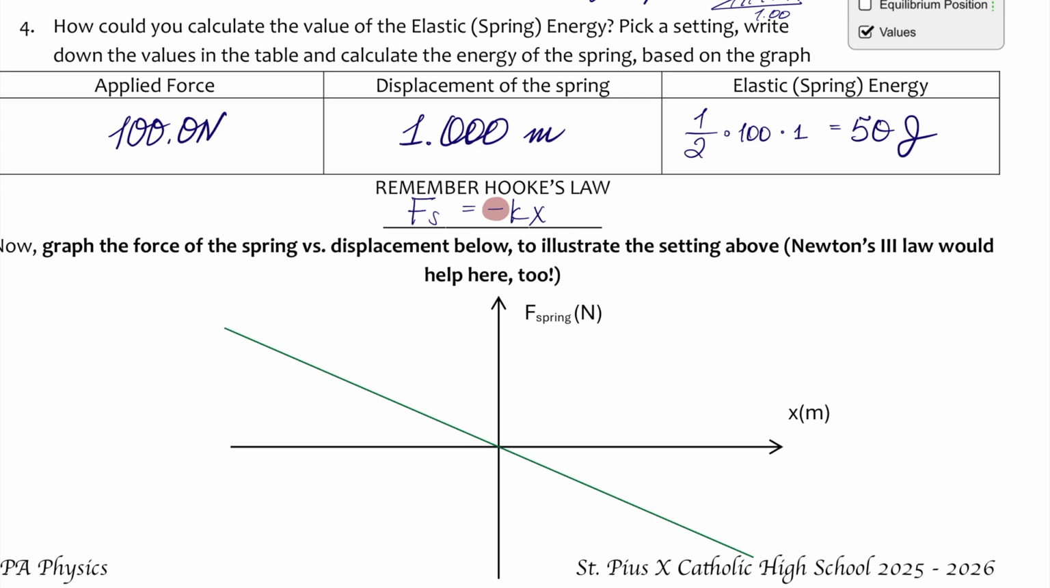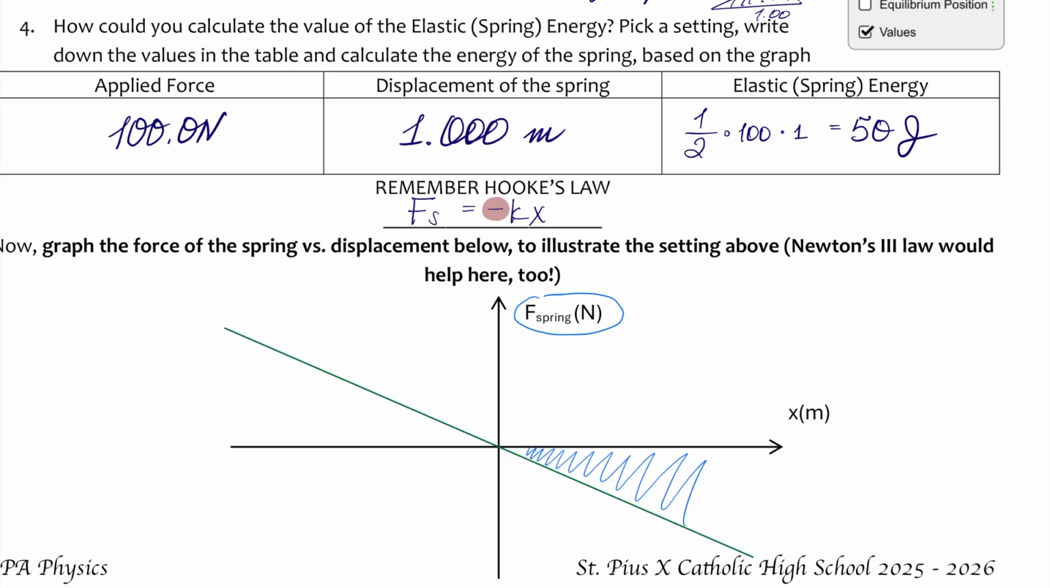The graph that they showed you had this slope. This was the applied force. I'm asking you to illustrate the force of the spring because the formula is negative kx. That means that for the positive displacement, which is anywhere right here, the force is going to be negative because they're in the opposite direction. For a positive displacement, you have a negative force from the spring.